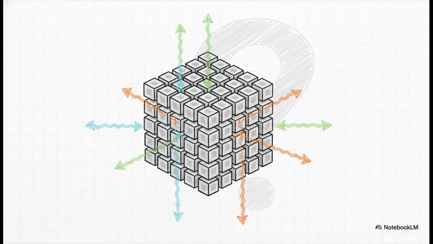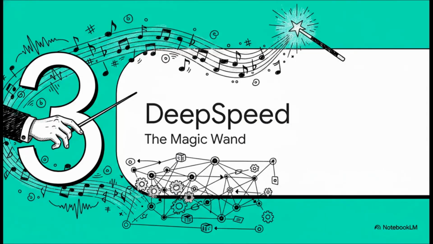It's insanely powerful, but you can probably guess it's a logistical nightmare. I mean, how do you even begin to coordinate that kind of chaos? Well, for an orchestra this complicated, you need a conductor. You need a piece of software that's brilliant enough to manage all this complexity. And in the world of massive scale AI, that conductor has a name. It's a library from Microsoft called DeepSpeed.